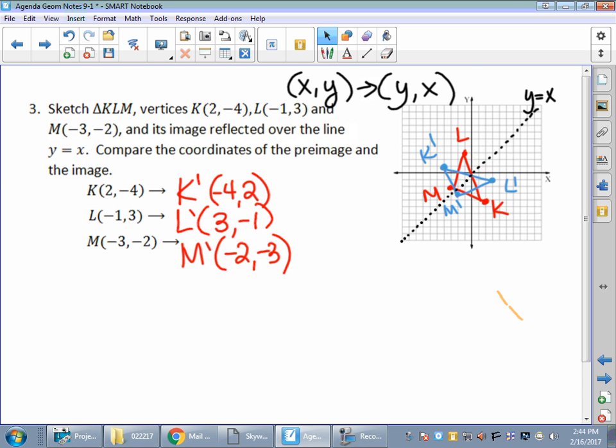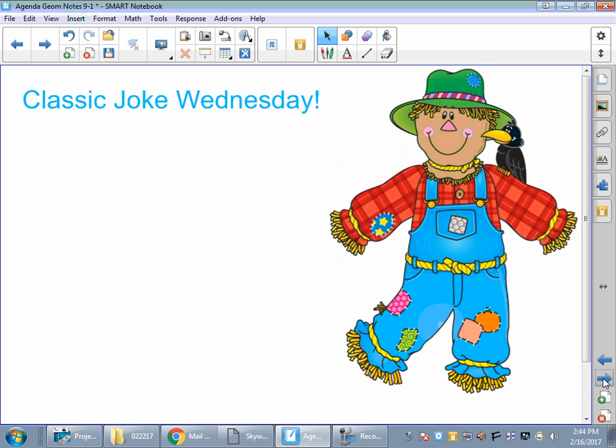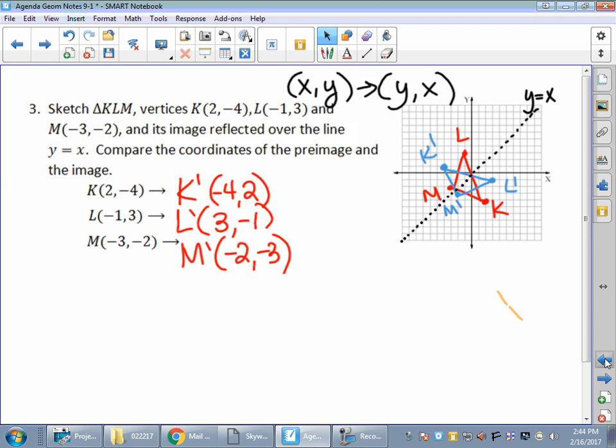So that is it, those 3 different reflections in section 9.1.